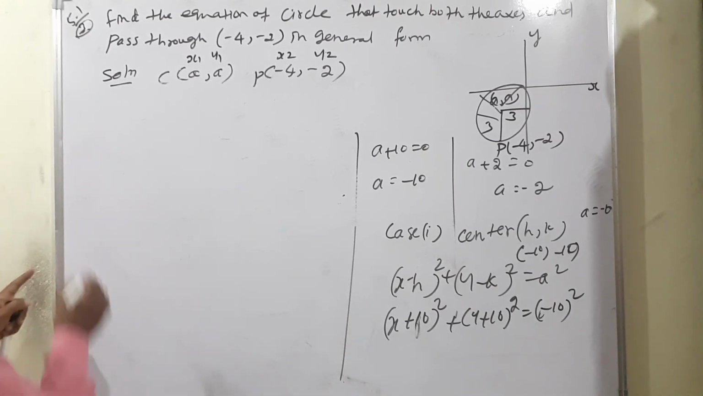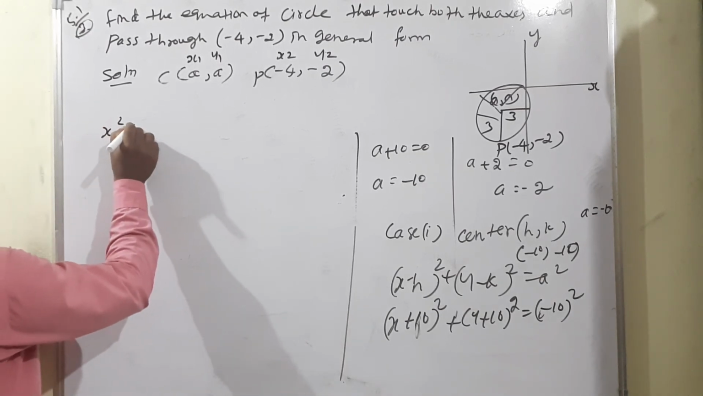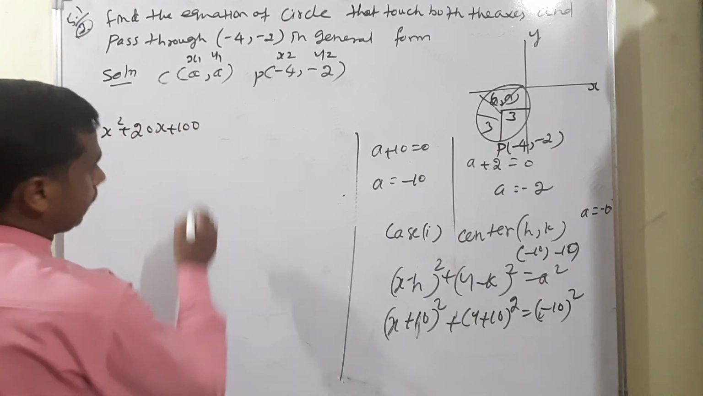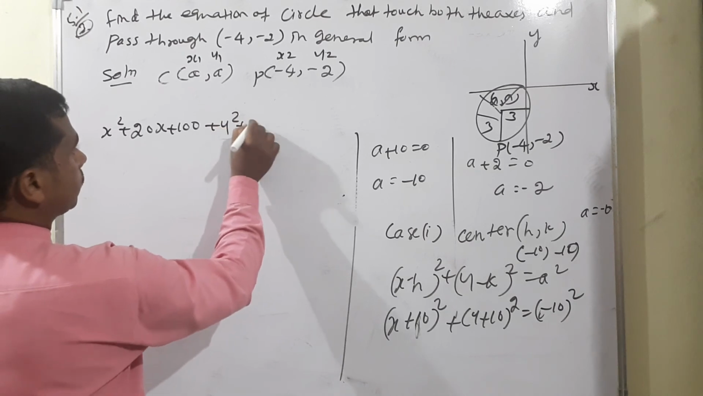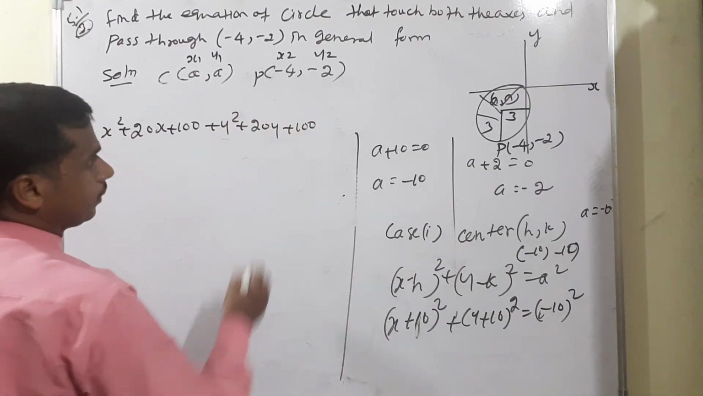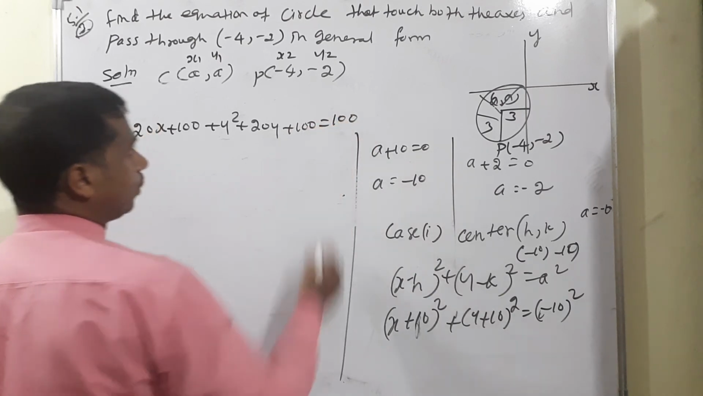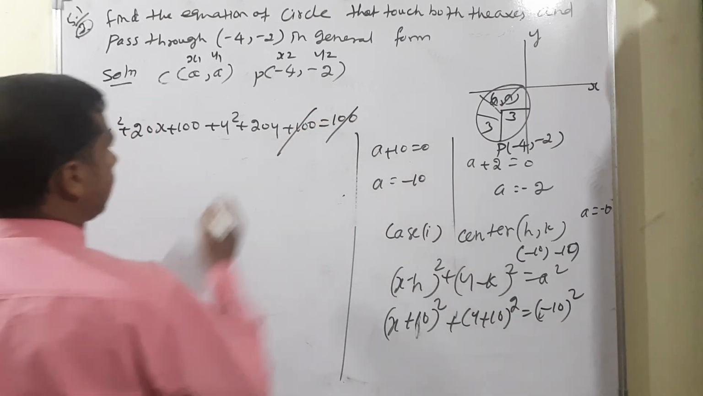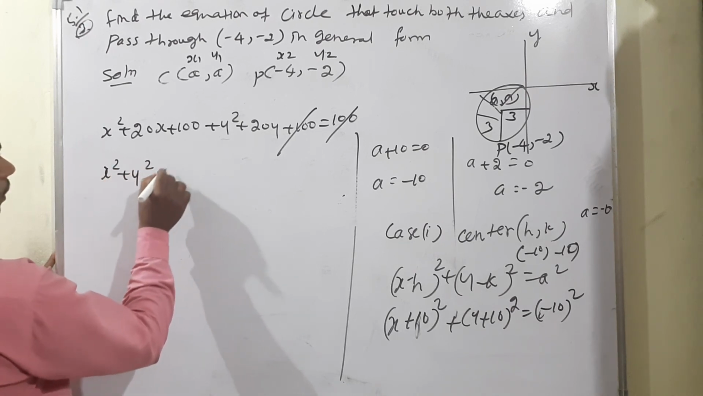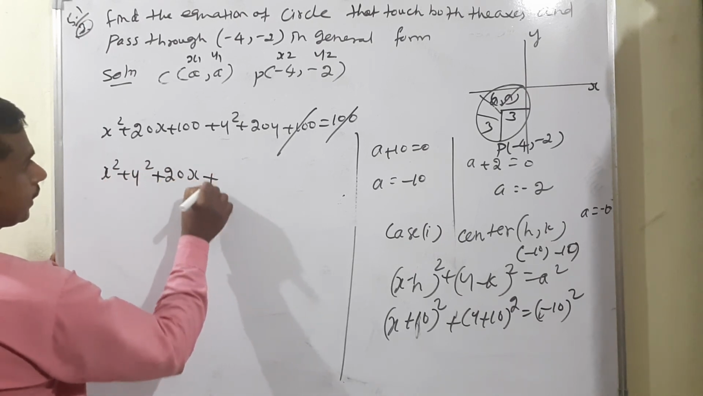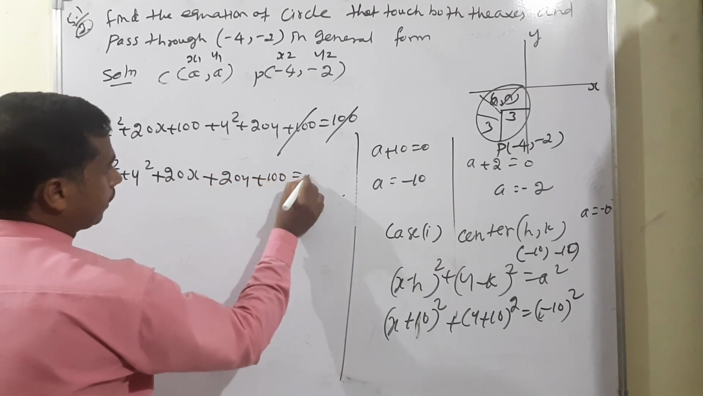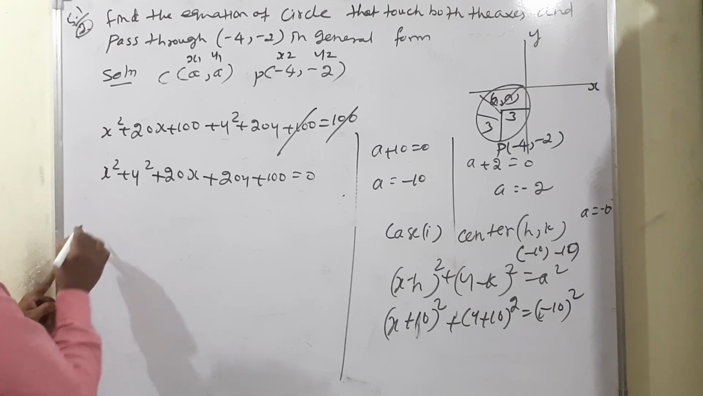So (x plus 10) the whole square means x square plus 20x plus 100, plus y square plus 20y plus 100 is equal to (-10) the whole square, which is positive 100. 100 cancels, leaving x square plus y square plus 20x plus 20y plus 100 is equal to 0. This is case number 1.